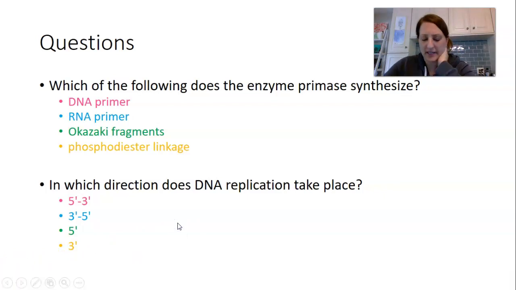So remember that DNA is always synthesized, or made, or laid down in the 5' to 3' direction. Okay, and that 3' end will be available for the DNA polymerase to lay down the next base. Okay, we say that DNA is read by DNA polymerase in the 3' to 5' direction, but the new strand is made or laid down in the 5' to 3' direction.